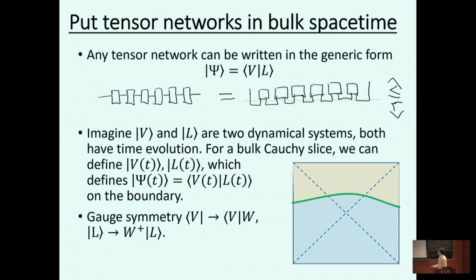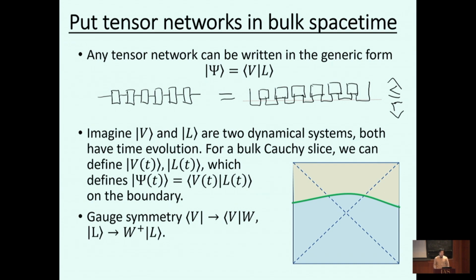So I just want to propose that maybe we can think about the bulk time evolution as a pair of two systems. There is a time evolution of the V states and the L states. And at any time, at any Cauchy slice in the bulk, you could look at the state of V and the state of L. And then the overlap will give me the state of psi on the boundary. So that's just a proposal.